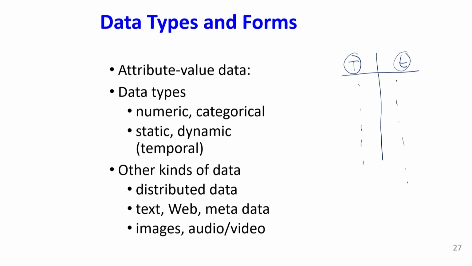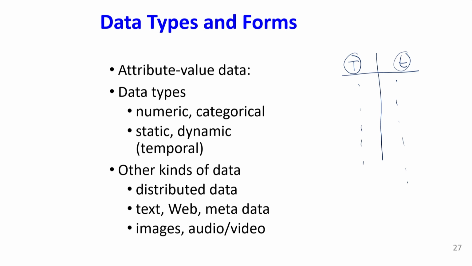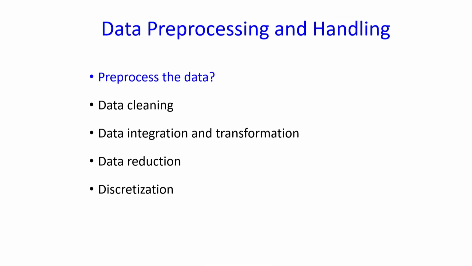You can have other kinds of data also, like data distributions. You can also have data like text, wave, metadata, or data from images, audio, video, whatever. You can convert them into data. We will talk about how images or audio and video can be converted to data in a later part of this course, but you should understand that data can be of different types. So, when data are of different types, you have to make sure that all the data are of good quality, right. That is why we need to pre-process data and handle it properly.